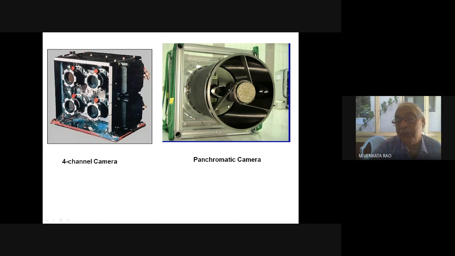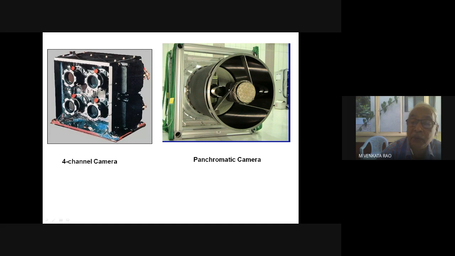Panchromatic is basically where you will not get much spectral data. The panchromatic application is mainly for high resolution and visual interpretation. You want to see what is there. Suppose, for example, you want to build a road. What are the features there? Very minute things you want to see, any buildings or any man-made constructions or artificial things. So for that you need higher resolution. You don't need spectral data.